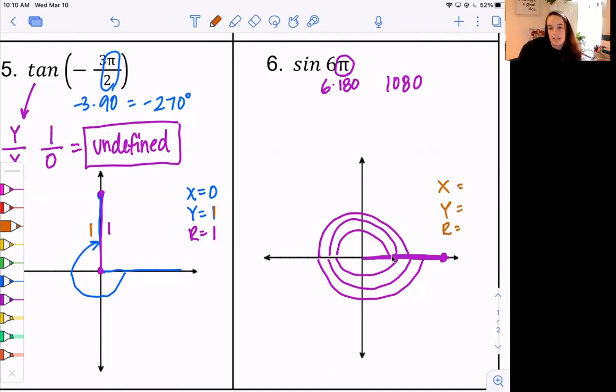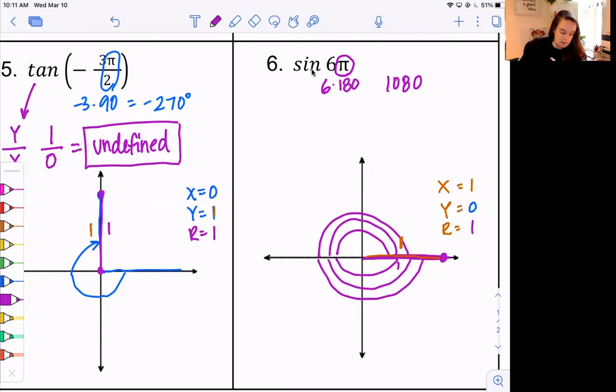So x in this case is positive 1, because we are moving in that direction. Y, my up and down, I haven't gone up or down any, so my y in this case is 0. I just have a flat line. And then my radius, remember, would be the distance from the center to the outside, which we've said is 1. So my radius would also be 1.